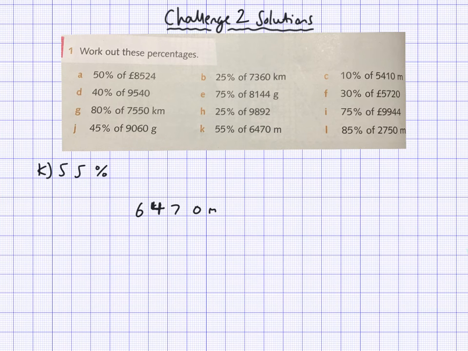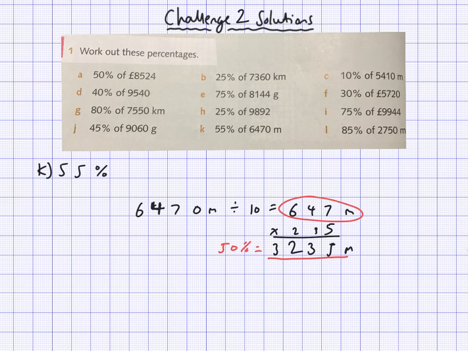I'm going to start off by finding 10% of 6,470 metres, which would be 647 metres. Then I'm going to multiply that by 5 to find 50%. That gave me 3,235 metres, so that's 50%. Now I could have obviously worked out 50% by dividing by 2, but finding this 10% allows me to find the 5% more easily. Again, I know that 5% is half of 10%, so if I divide 647 metres by 2, that will get me 5%.